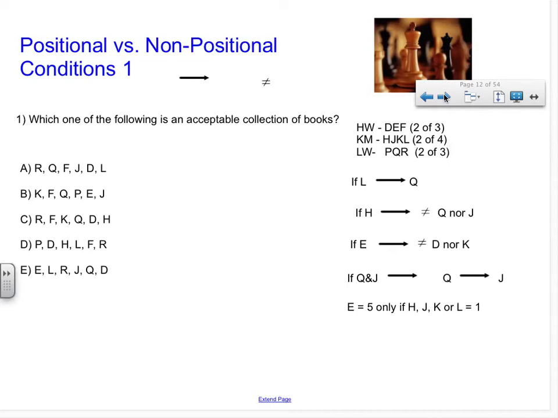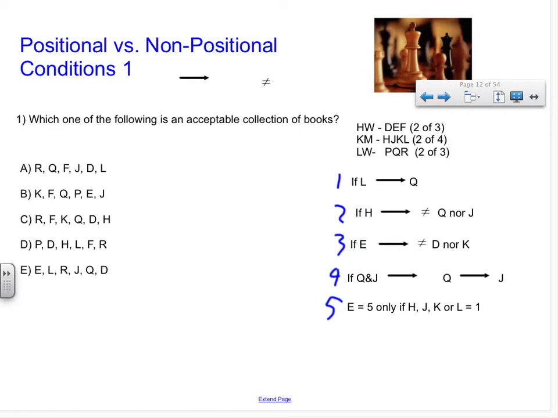Let's take a moment to read through the following question together. Number 1 reads as follows. Which one of the following is an acceptable collection of books? So for these types of ordering questions, what I like to do is take a look at the conditions and see if any of the conditions are in fact broken. So let's start with the conditions down here. So I'll label them 1, 2, 3, 4, and 5, just so it's easier to follow as you're listening.